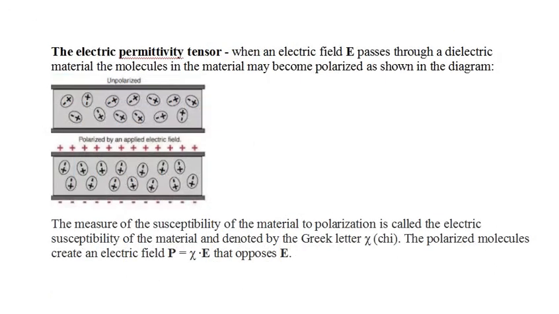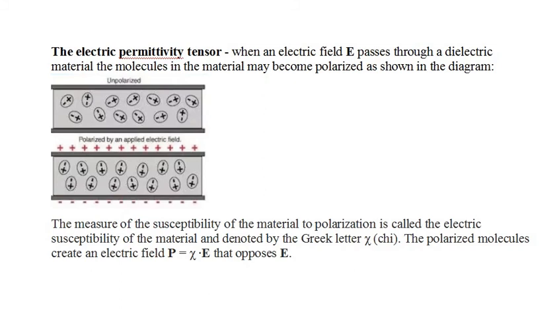The diagram shows two views of a dielectric material. That is, a material that doesn't conduct electricity, but that does support electrostatic fields. In the top view, there is no electric field passing through the material, and the orientation of the molecules in the material is random. When an electric field E passes through a dielectric material, it polarizes the molecules in the material as shown in the bottom diagram.